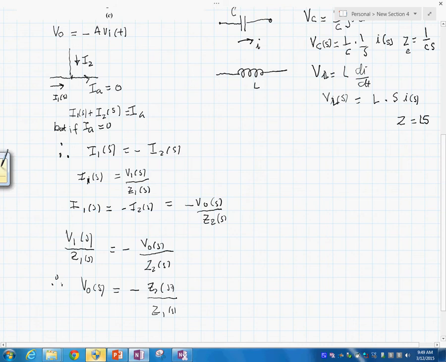All right. So this is why you could see this times V1 of S. This is why it's called the inverting operational amplifier.